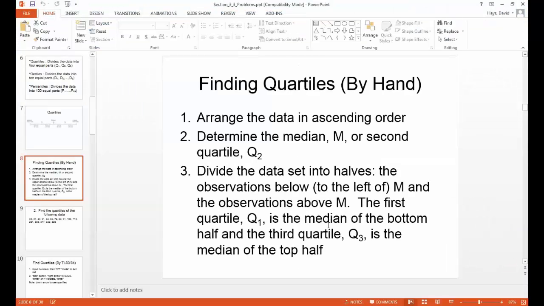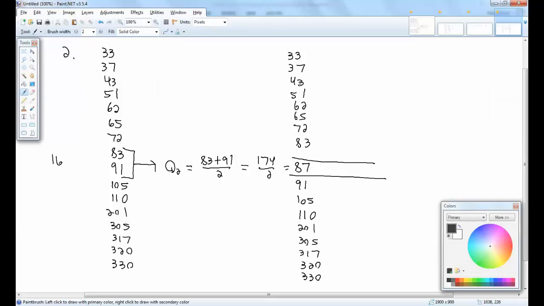It then says Q1 is the median of the bottom half and Q3 is the median of the top half. So do the same thing here. We have 8 numbers, so I'm going to take the middle 2 and average them. That's going to give us Q1. So Q1 is equal to 51 plus 62 divided by 2, which is 113 divided by 2, which gives us 56.5.